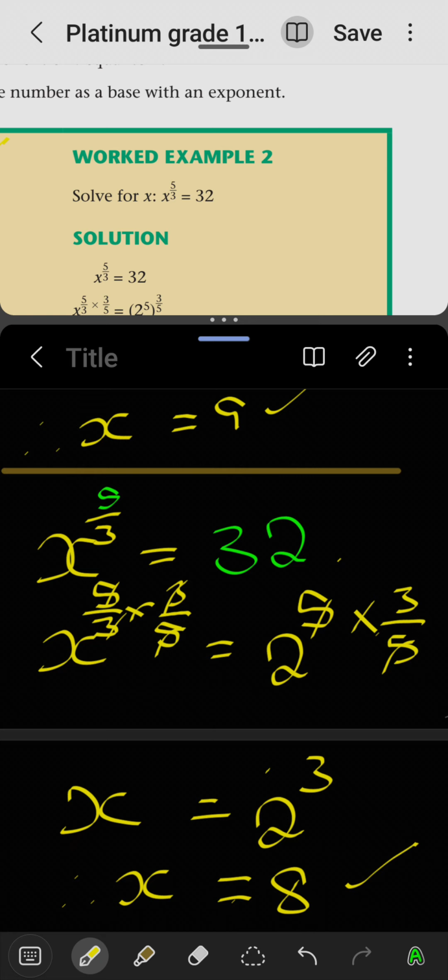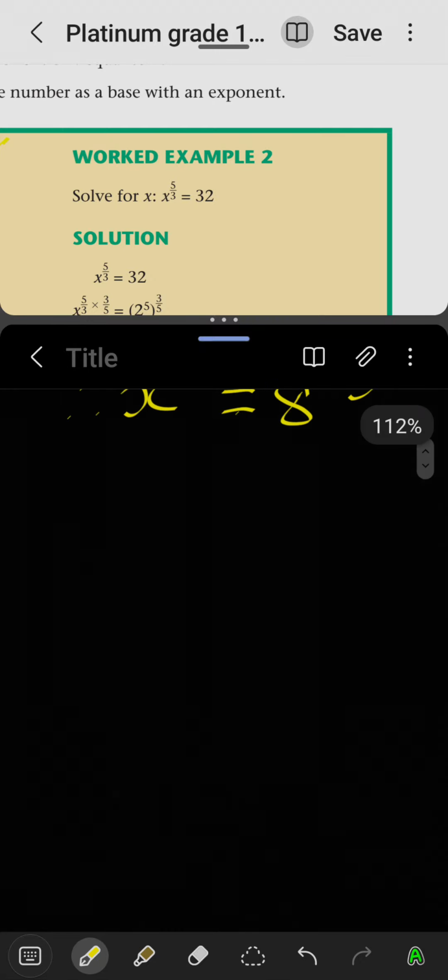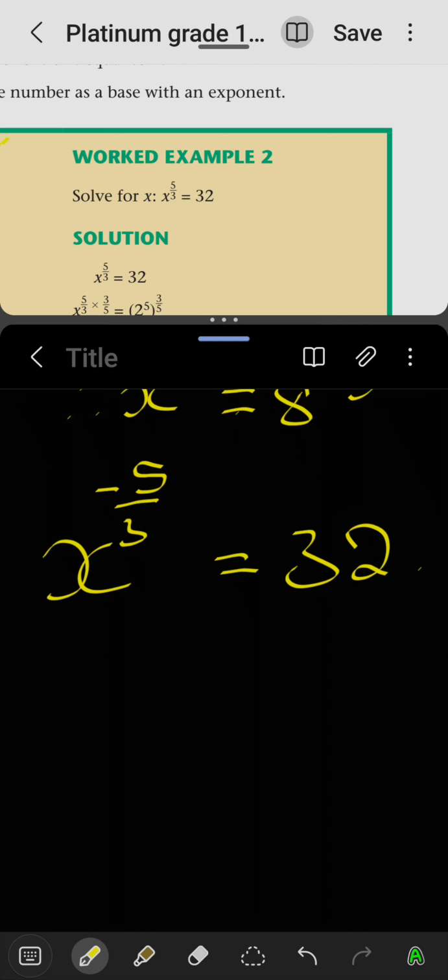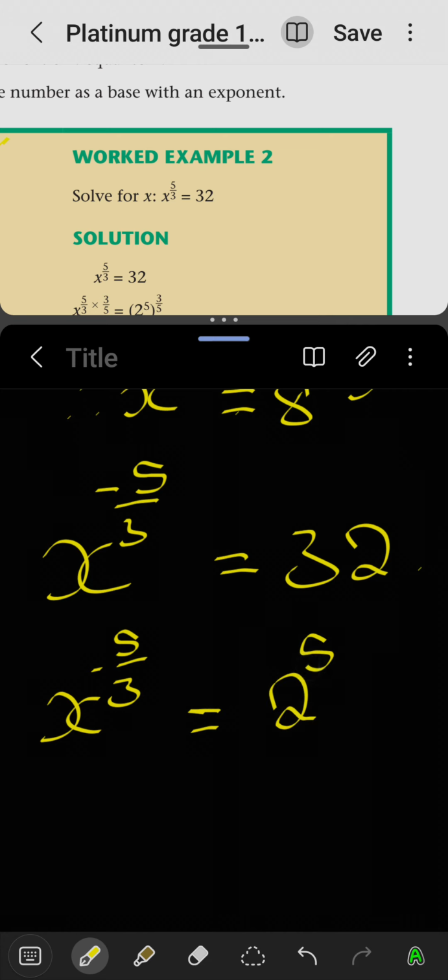Now the next example: let me do one problem before I talk about that, one problem whereby we are going to have an exponent which is negative. Let me say that I've got x to the power of negative 5 over 3 equal to 32. Then what I'm going to do at this point, you do the same thing, write 32 in exponential form. So on the left hand side you still have the same, and on the right 32 is 2 to the power of 5.